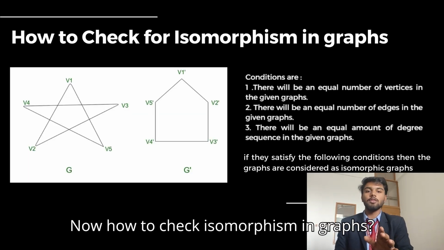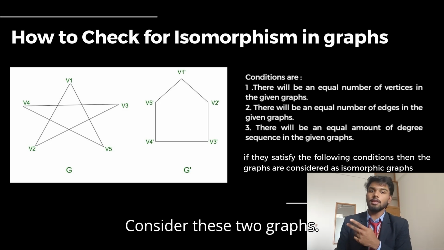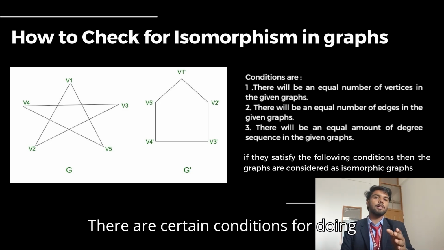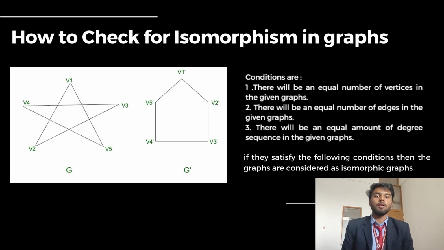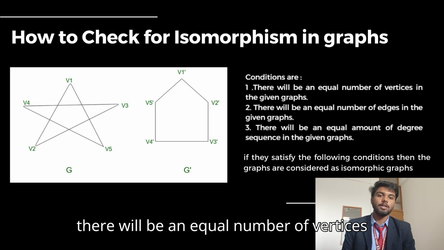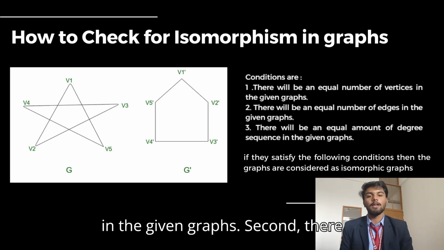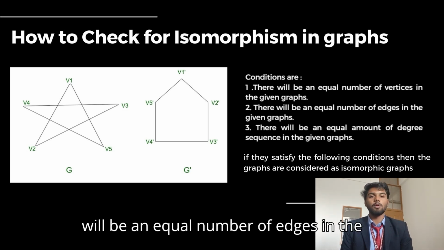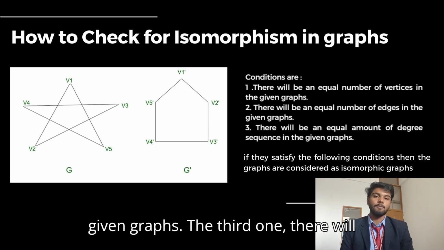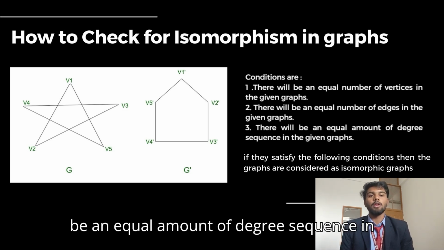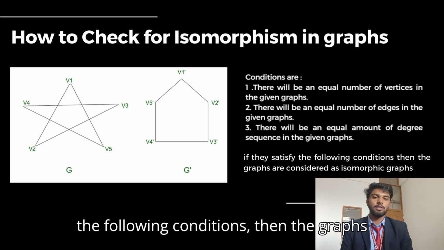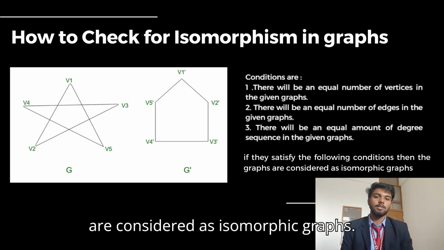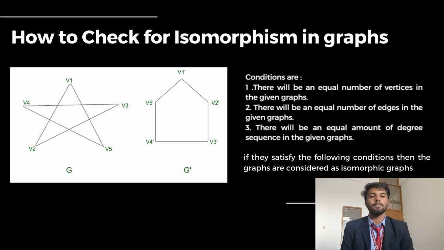Now, how do we check isomorphism in graphs? Consider these two graphs. There are certain conditions for doing that. The conditions are: 1. There will be an equal number of vertices in the given graphs. 2. There will be an equal number of edges in the given graphs. 3. There will be an equal degree sequence in the given graphs. If they satisfy these conditions, then the graphs are considered isomorphic graphs.